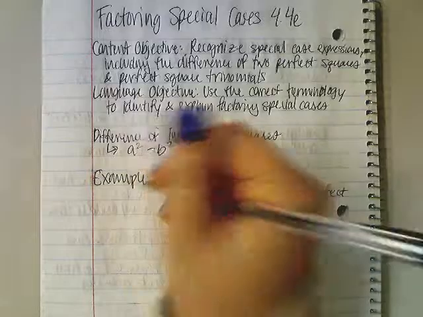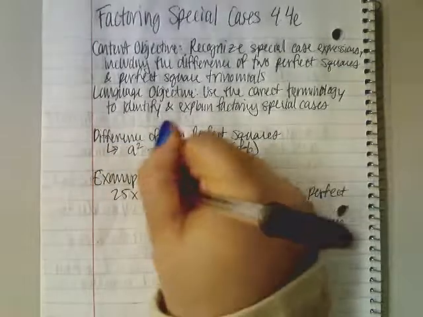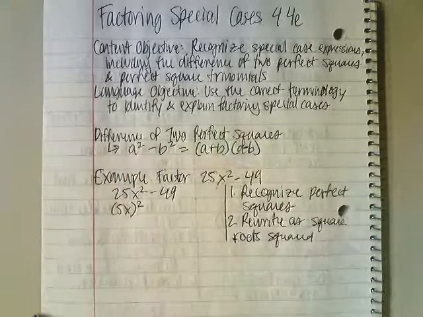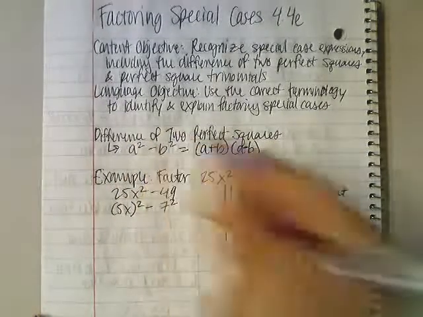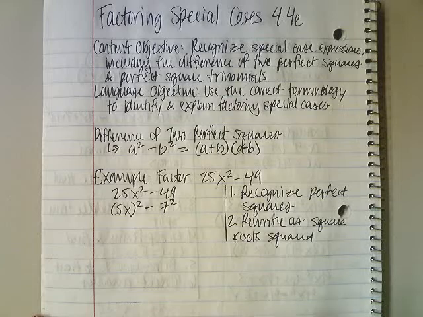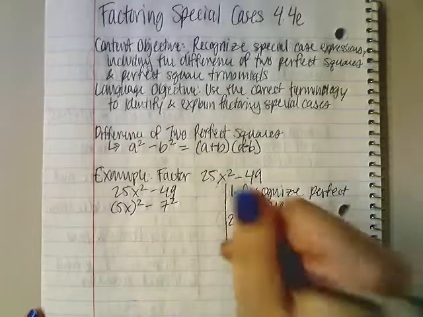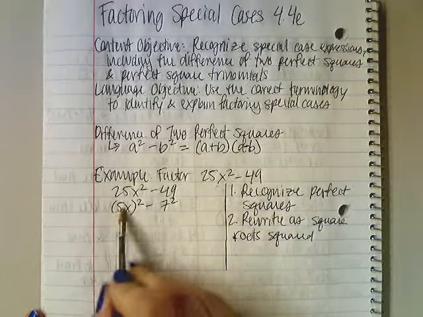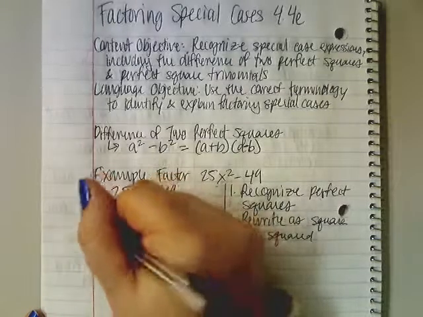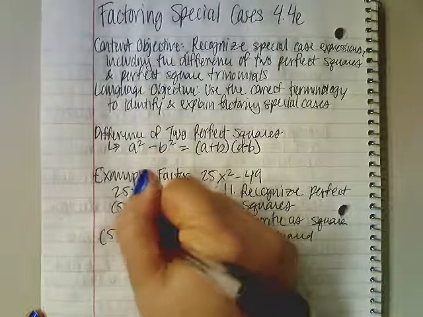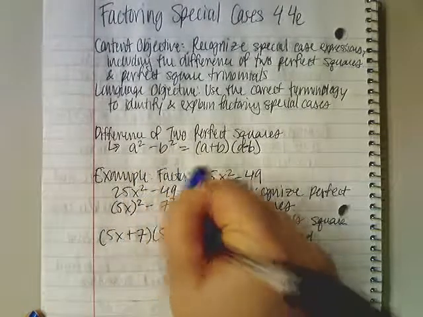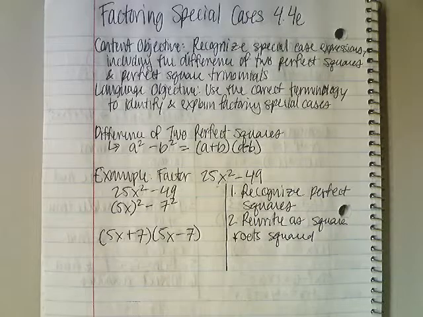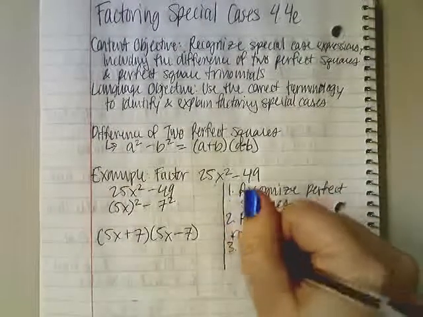And what I mean by that is I take my 25x squared minus 49. I know that this is equal to 5x, that whole quantity squared, minus 7 squared. So I rewrote them as square roots squared. And then I'm going to rewrite this in factored form. So now I know it's in this form, a squared minus b squared. So it's (5x) squared minus 7 squared. So I can factor it to 5x plus 7 times 5x minus 7. So I just split it into the two perfect squares, so I write it in factored form.